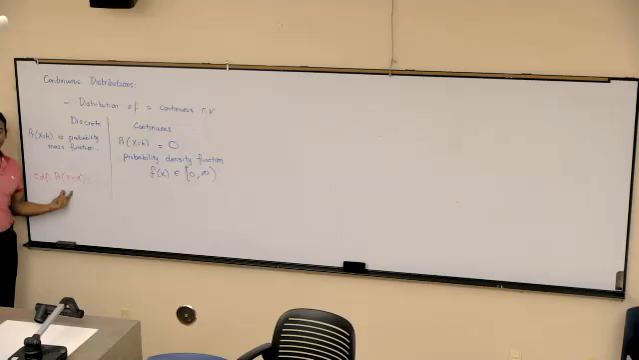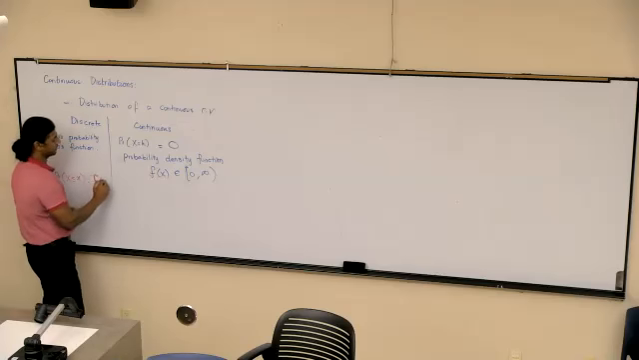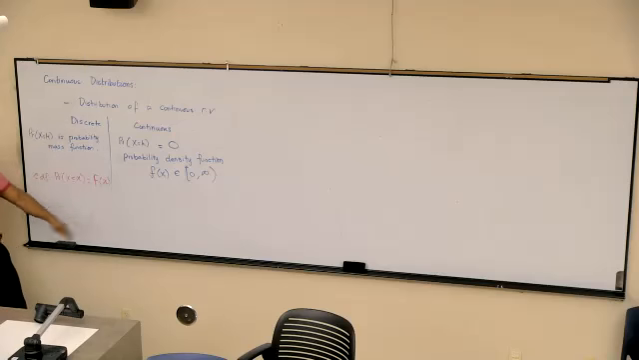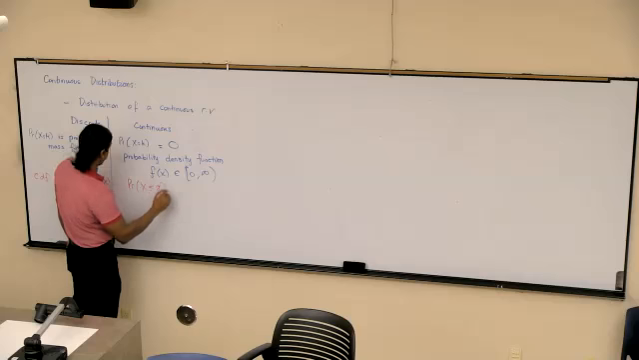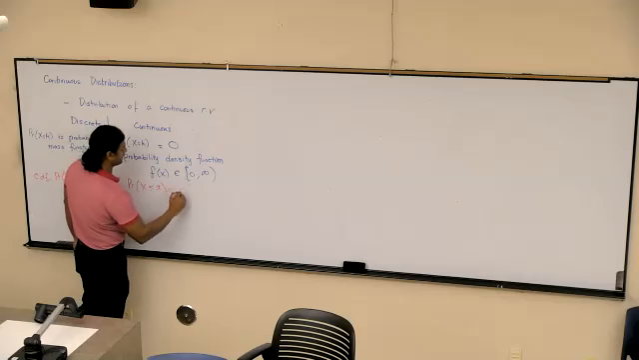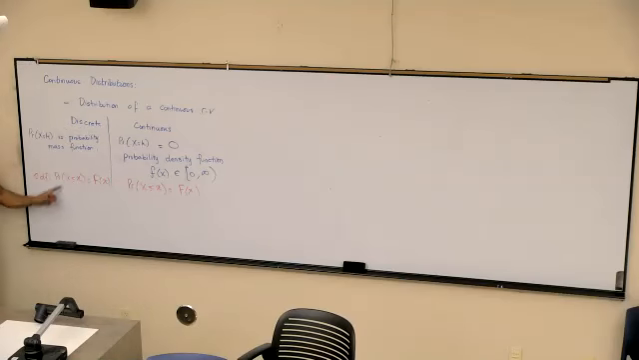Cumulative distribution function, we denote it as F of x. It is the same here. But what do you think? The notation is the same, but what do you think the differences are? Well, we'll get to that part later.